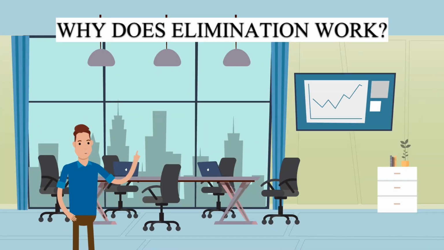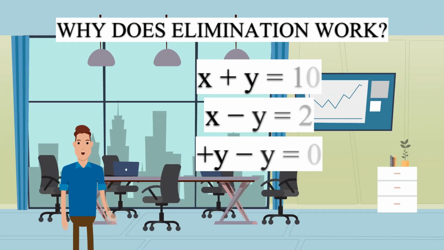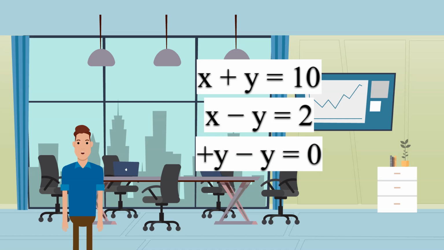So why does this method work? We're deliberately combining the equations so that one unknown disappears. In our example, positive y plus negative y equals 0. Once y disappears, we are left with an ordinary equation containing only x. After finding x, we substitute it back to find y. That's the basic strategy behind elimination.